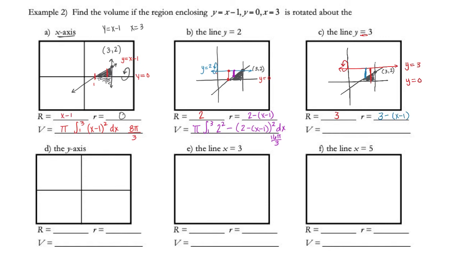And again, we're ready to go through and set up our volume. It's going to be pi times, and again, we're parallel to the x-axis, so use your x-coordinates, so 1 to 3. And you're going to have your big R squared minus your little r squared, so 3 minus x minus 1, all squared, dx. All right, moving down to the next one, and now we're going to be talking about in terms of y. So we need to rearrange before we do anything.